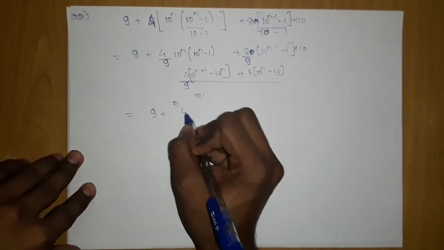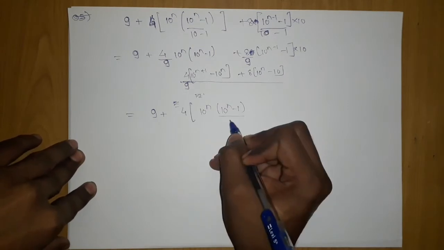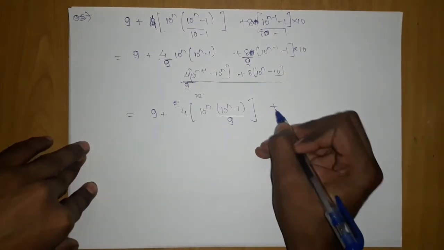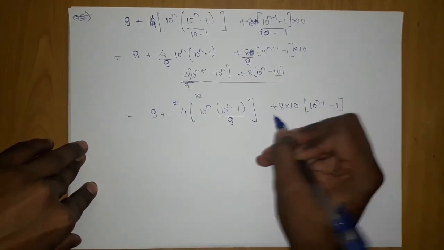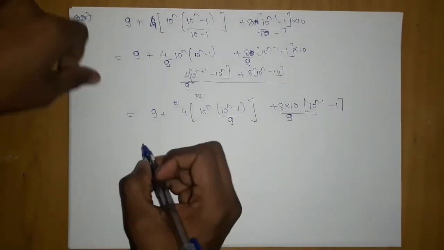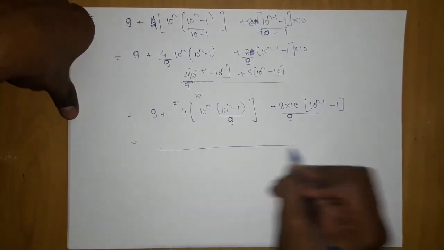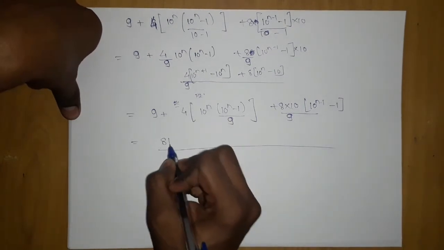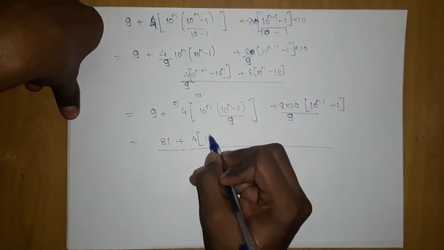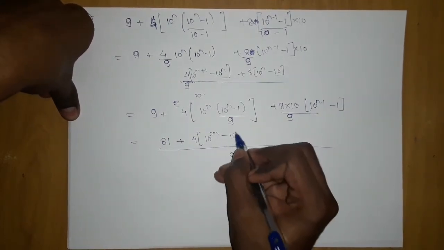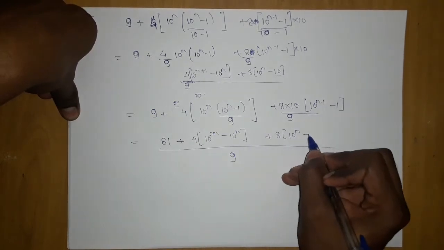9 plus 4 into 10 to the power n into 10 to the power n minus 1 upon 9. This was this thing, and here it was 8 into 10 into 10 to the power n minus 1 upon 9. So how can I form a perfect square? Let's make the base the same first. The numerator should be 81 plus, and here if I move the 10 inside, I have 10 power 2n minus 10 power n, plus if I move the 8 inside, I have 10 power n minus 10.